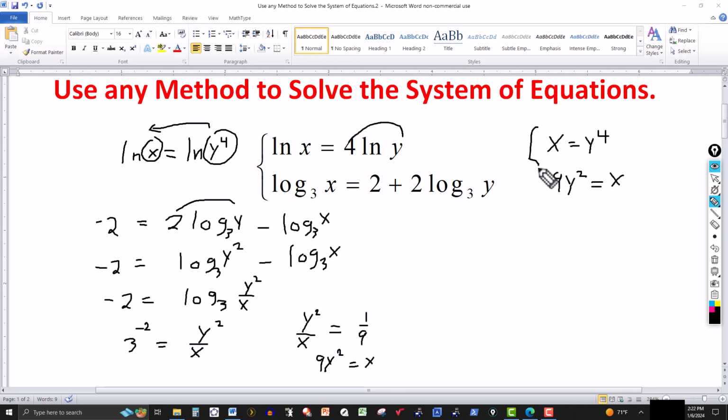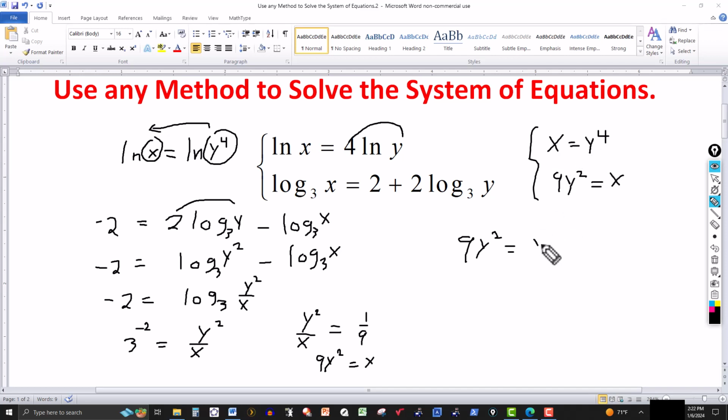Now I have a system, but I don't have any logs involved, just regular x and y components here. So I can solve it by substitution. The first one tells me that x is equal to y to the fourth. I have an x right here, that's the easiest substitution then. So I have 9 y squared equal to, and then making the substitution for x equal to y to the fourth.